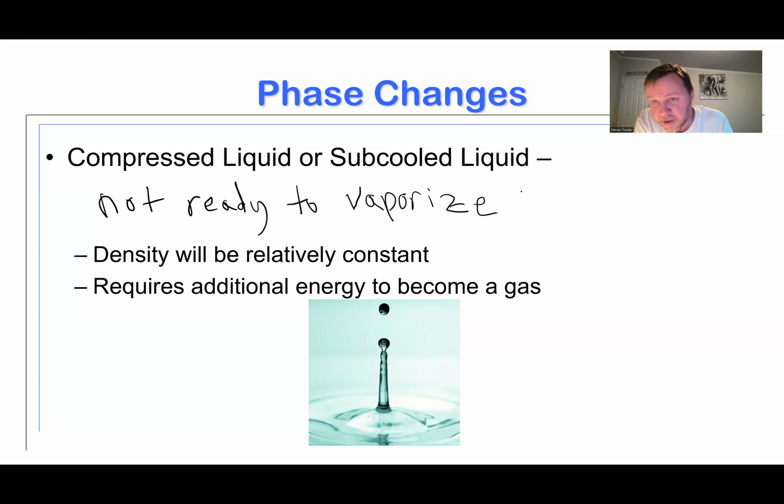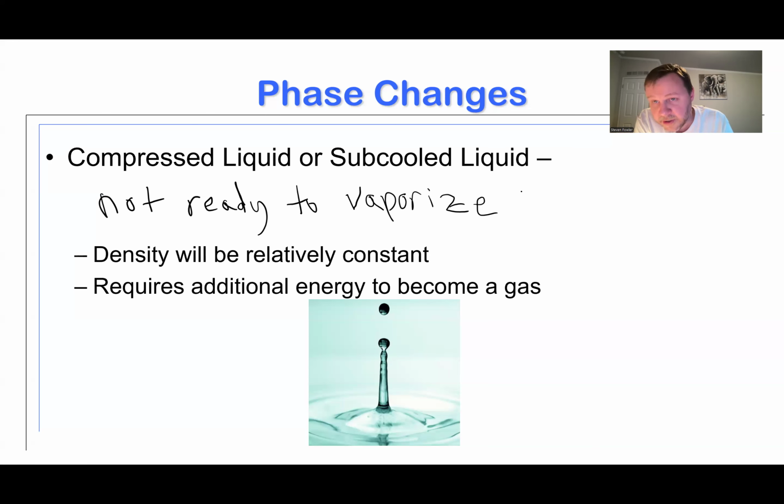If we add more energy, some will vaporize. Right, so it's right there at the boiling point. If I keep adding energy, some of it's going to vaporize. If I add enough energy, all of it will vaporize. Okay, but I'm going to have to get it over that hump, basically, to get it through the liquid vapor transition. I will have to add some additional energy.